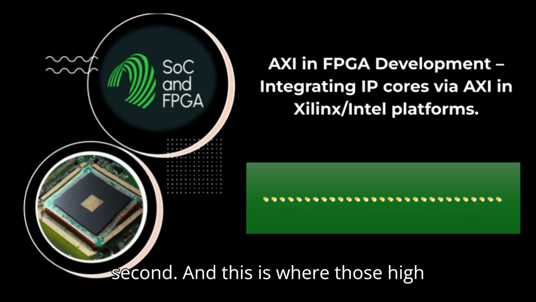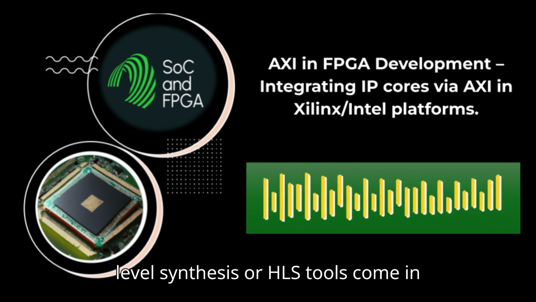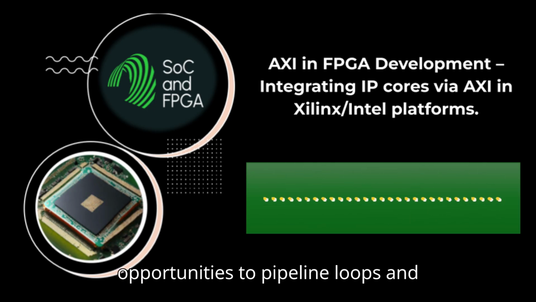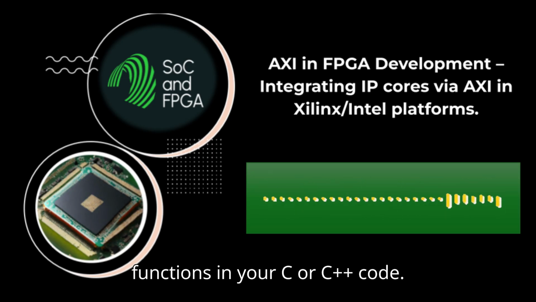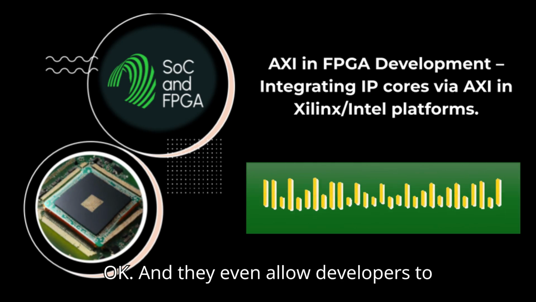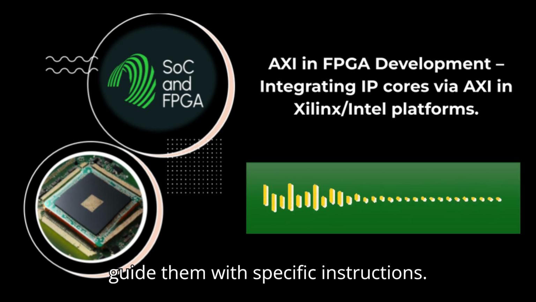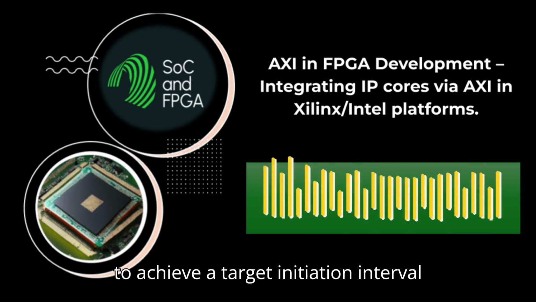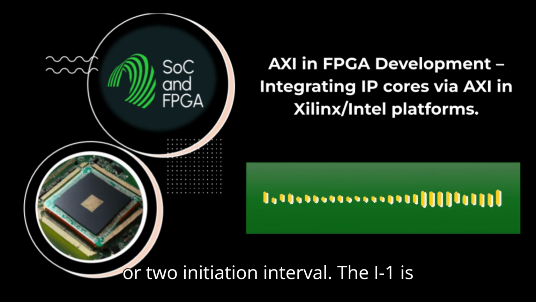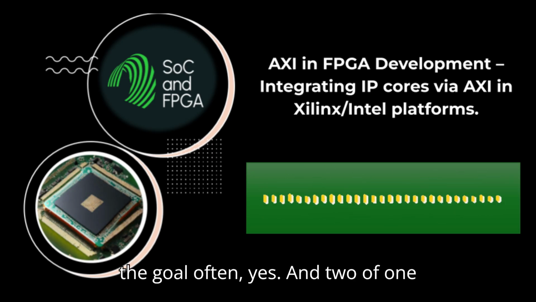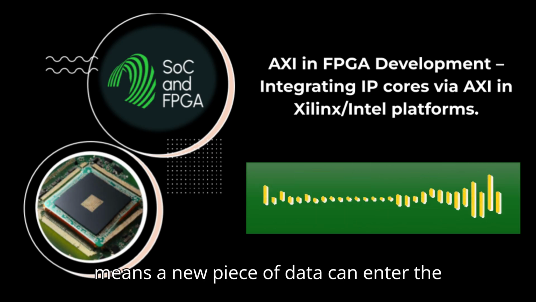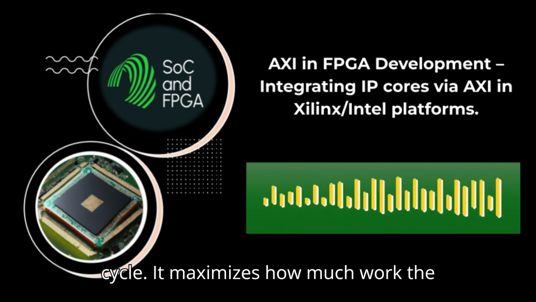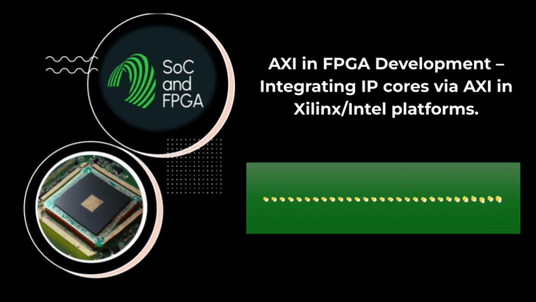And this is where those high-level synthesis, or HLS, tools come in again. They become invaluable here. They're like expert factory managers. They can automatically detect opportunities to pipeline loops and functions in your C or C++ code. Okay. And they even allow developers to guide them with specific instructions, pragmas, like #pragma HLS pipeline, to achieve a target initiation interval, or II. Initiation interval. The II=1 is the goal. Often, yes. And II=1 means a new piece of data can enter the processing pipeline every single clock cycle. It maximizes how much work the chip can do per unit time, maximum throughput.